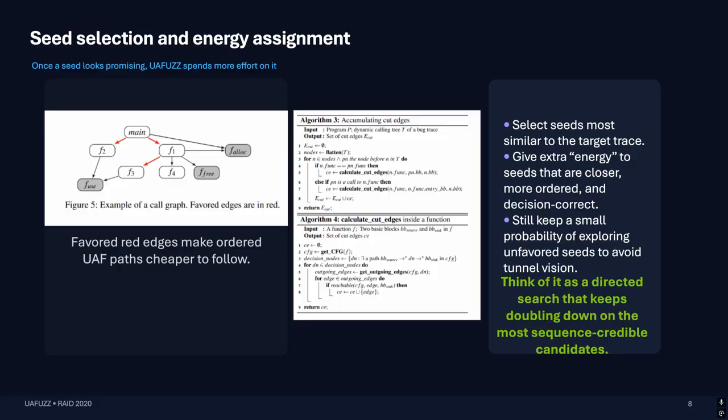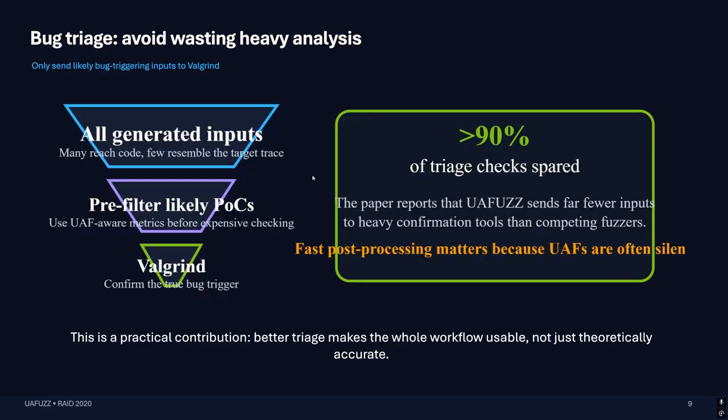So in a way, the scheduler becomes part of the intelligence of the system itself. It's not just deciding what to mutate next. It's deciding which incomplete bug stories are worth continuing. So that's pretty neat. Then we have bug triage.